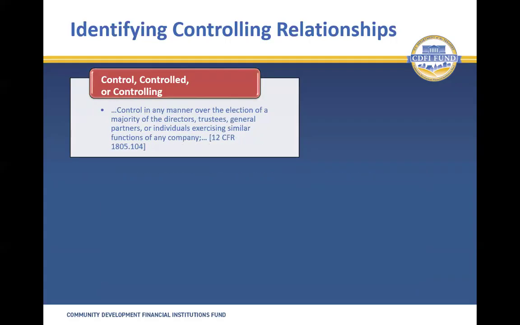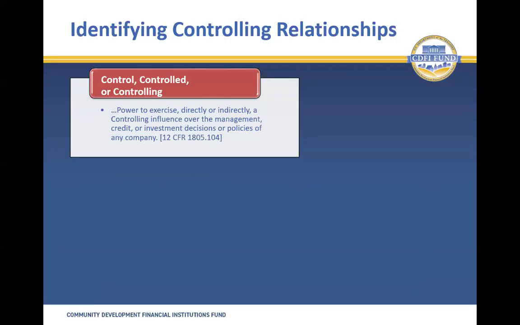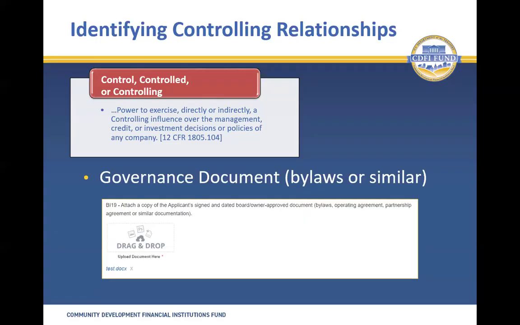For the second condition of a controlling relationship relating to formal governing leader appointment power, this attached governance document also will be used to convey the relevant affiliate relationship. And to evidence any controlling influences per the last condition of control, the attached governance document is also used and provided in the application.